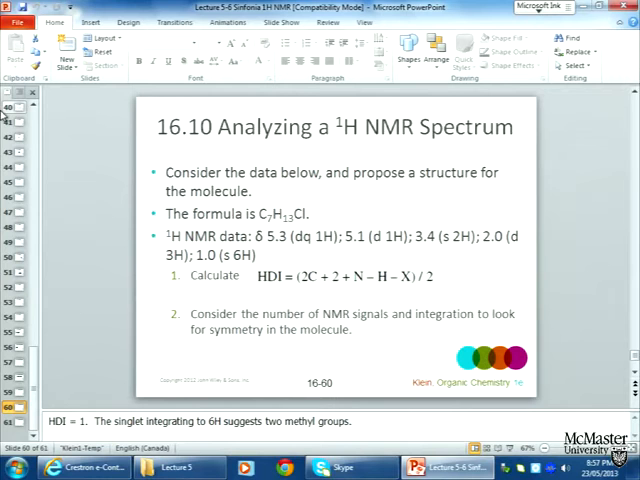Delta 5.3, there's a doublet of quartets, 1H. Should we start with the fact that it's a doublet of quartets? You actually could. You could start with the multiplicity and work the problem, but it's probably not the best way to do it. So if we follow the rules, calculate the hydrogen deficiency index, and here on this slide they show you the dreaded formula for that.